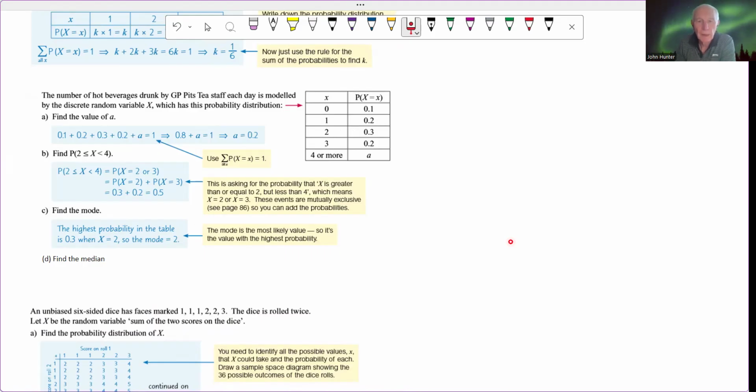Right, so we can see from the table then that the median is going to be somewhere in there.